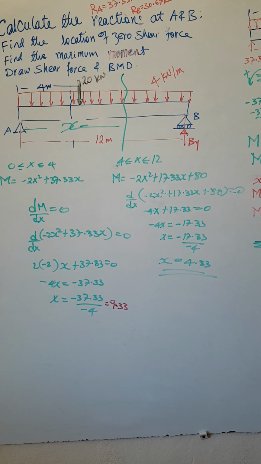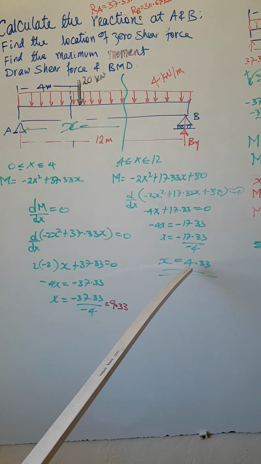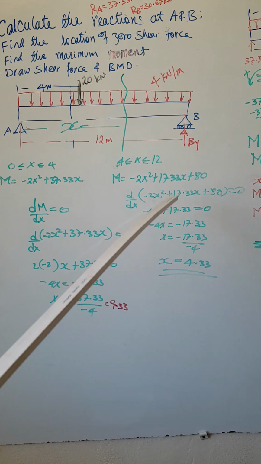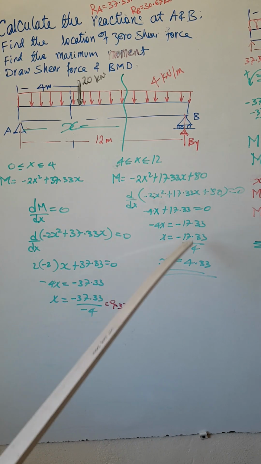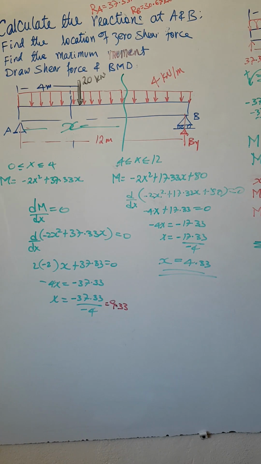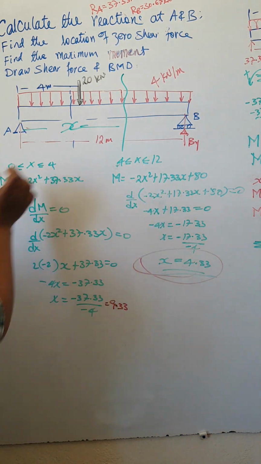We have obtained these results. This one is 9.33 and this one is 4.33, but which one falls in the domain? Our x is between 0 and 4 for the first, but this is 9.33. For the second, our x is between 4 and 12, so this 4.33 is a possible position of the maximum moment. Maximum moment is found here, because 4.33 is between this range, but 9.33 is not.